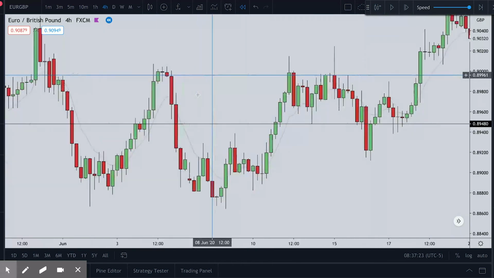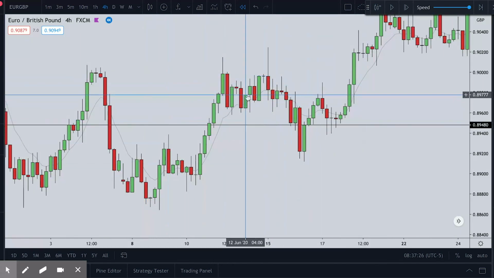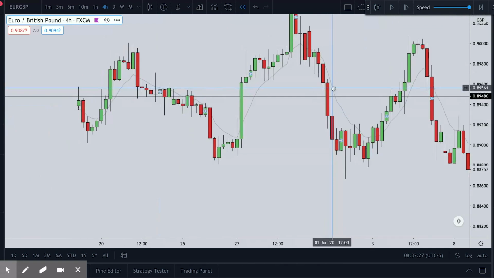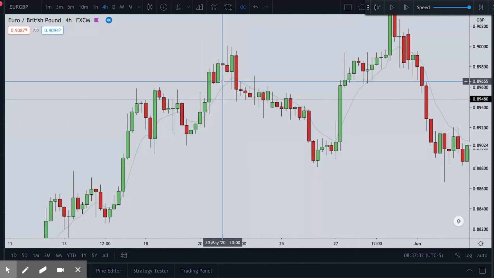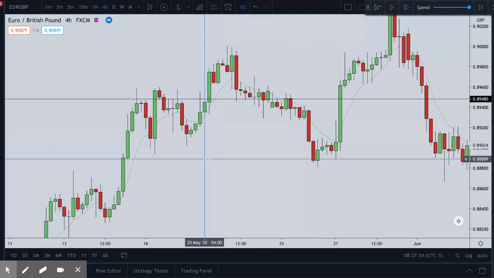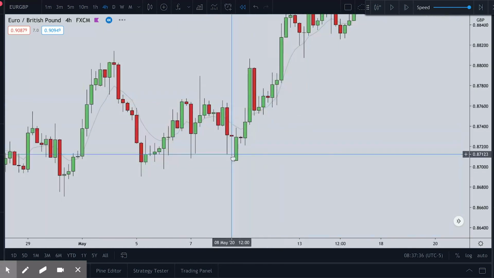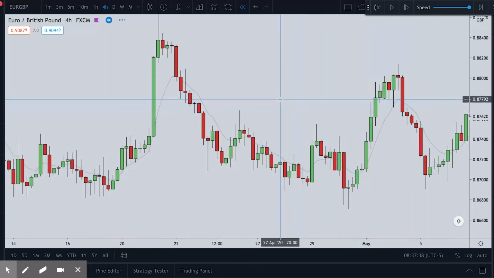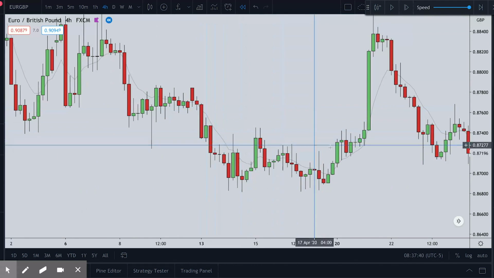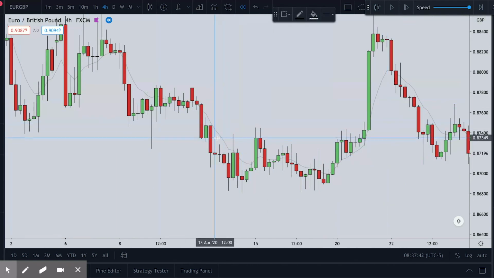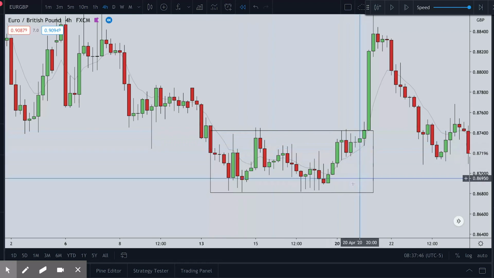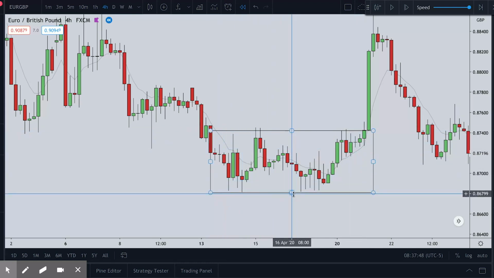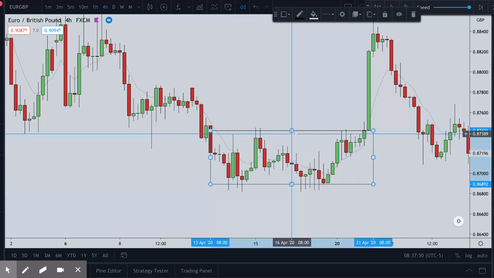So another way that wicks are useful is to identify indecision in a market, potential exit points if you are already in a trade, or potential areas where the market could reverse. So for example, if we look at an area like this area here with a lot of wicks either way, boxing this consolidation off, what do we see? Wicks there, wicks there, wicks there, wicks there. Wicks all the way down here. The lowest closure there. The highest closure there.